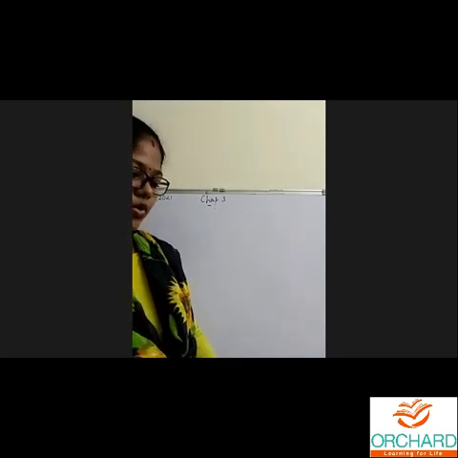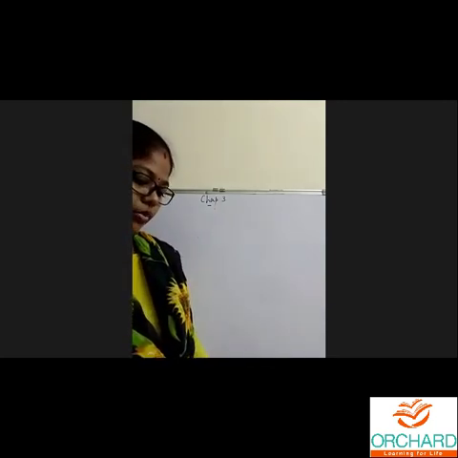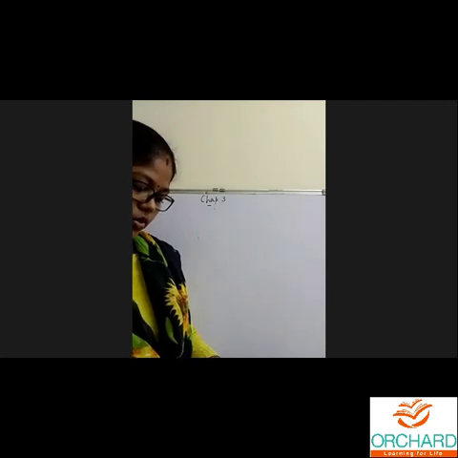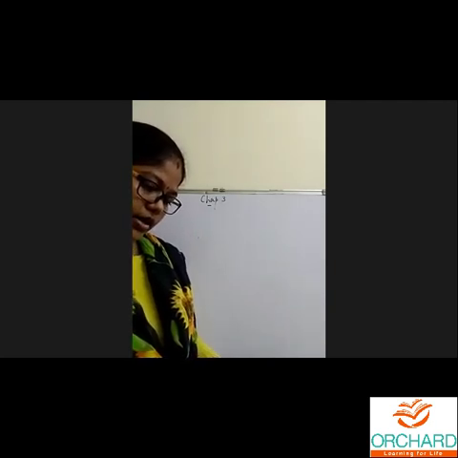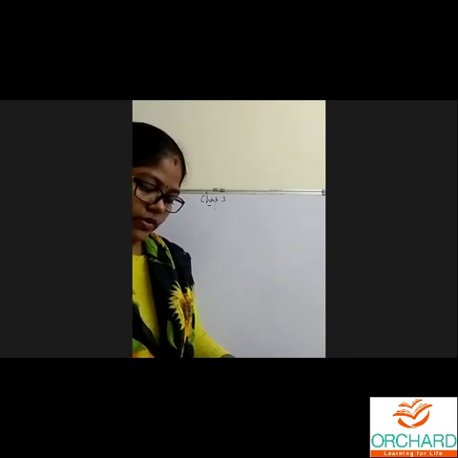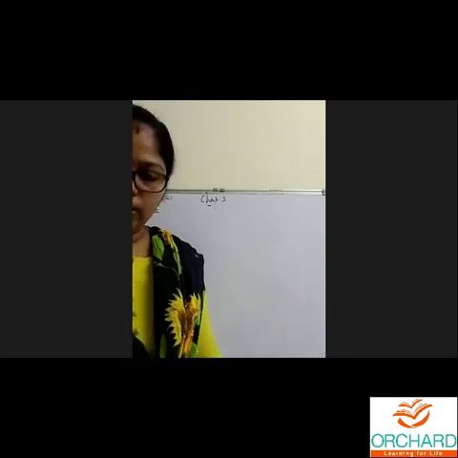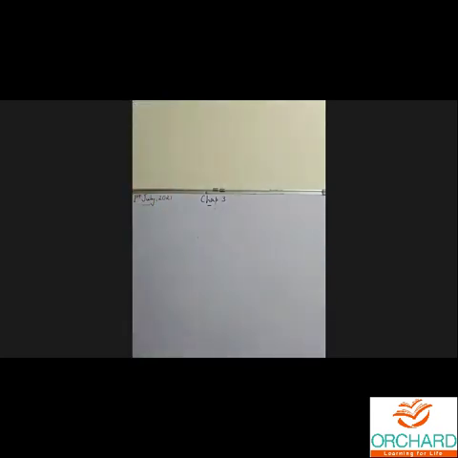Now we will move on to the book back exercise. So your first book back exercise is: silkworms feast on dash leaves. What are the names of the leaves?